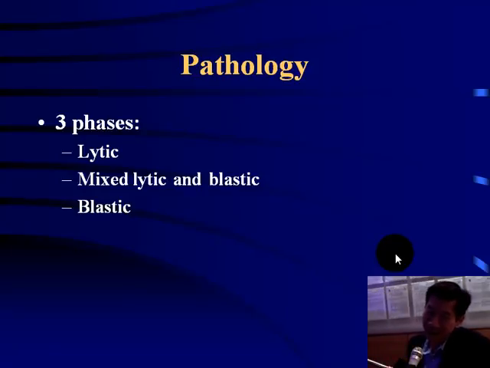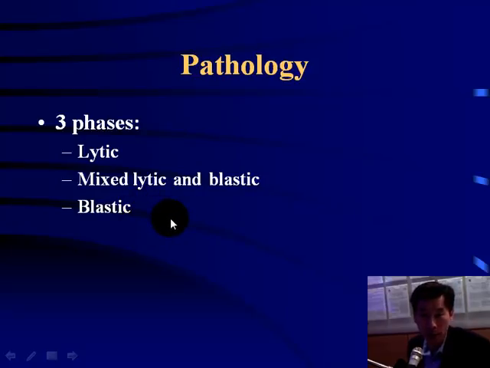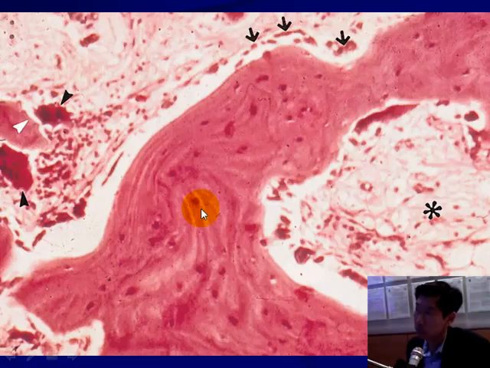But there are three phases. The first is the lytic phase, when the bone is going away. The second is the mixed lytic and blastic, where you start to have some bone formation, some bone repair that occurs. And finally, the blastic, the later phase, when really the features you see on both pathology and imaging are the repair process, the new bone formation.